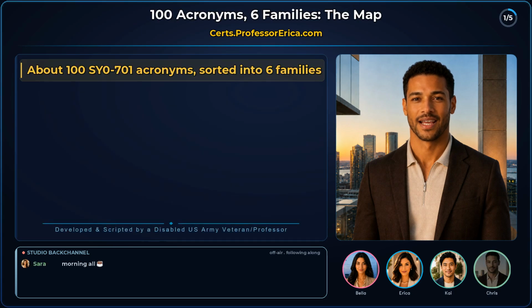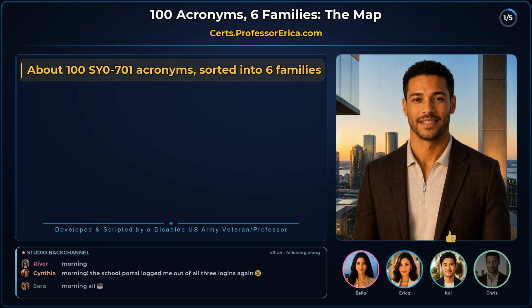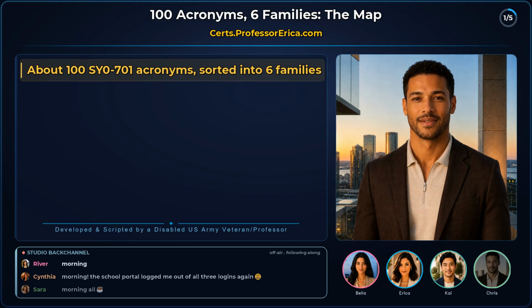About 100 acronyms. That is roughly how many sit in the back of the official Security Plus objectives, and on exam day, a chunk of your questions are really just asking, do you know which one is which? And here is the trap nobody warns you about. The people who fail this part are usually the ones who studied hardest, because they tried to memorize a flat alphabetical list, and there is a faster way that makes the lookalikes finally pull apart.